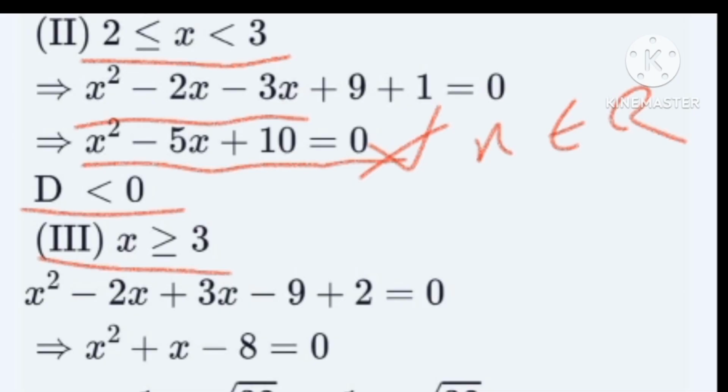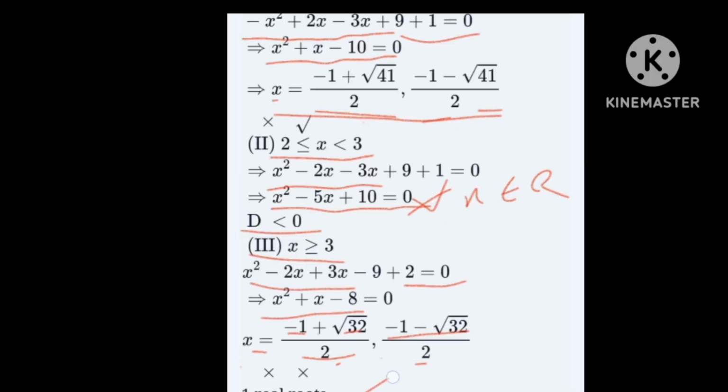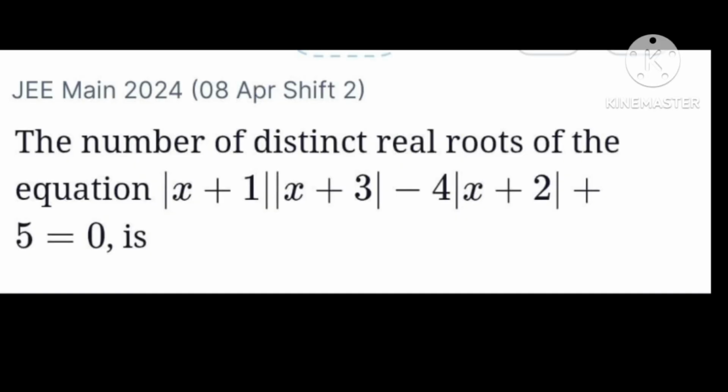So mod x is equal to x, so x square minus 2x plus 3x minus 9 plus 2 is equal to 0. x square plus x minus 8 equal to 0. The roots are minus 1 plus or minus root 32 by 2. So x is equal to minus 1 plus root 32 by 2, and minus 1 minus root 32 by 2. So here how many real roots? Only one real root is there. So 2024, one more question.